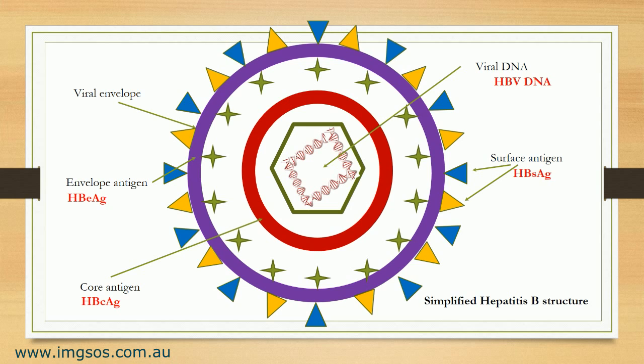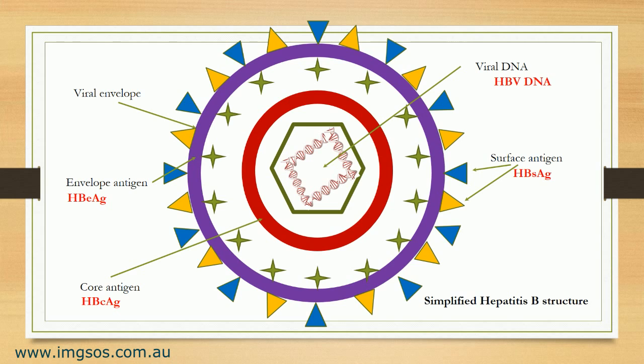These are all named, of course. So you've got the viral DNA, the HBV DNA in the centre, the core antigen, the hepatitis B core antigen, HBcAg. Around that is the envelope antigen, so HB for Hep B, E for envelope, Ag for antigen. And then on the outside is the surface antigen, so HB for Hep B, S for surface, A for antigen. So that's where the naming comes from.